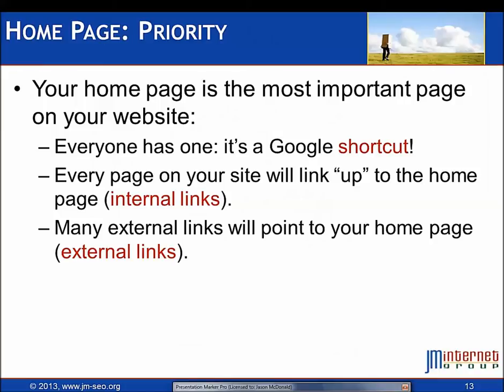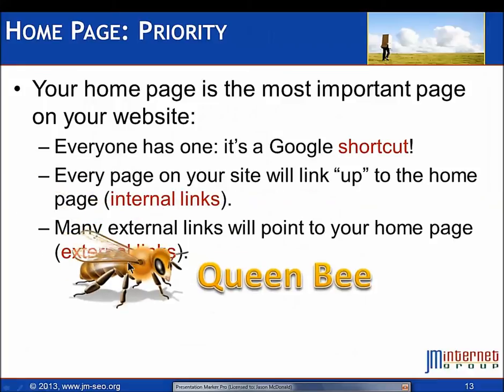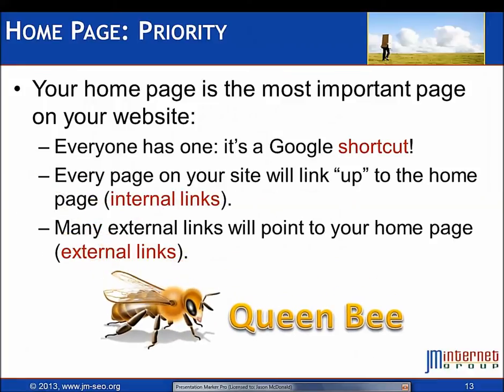Secondly, almost every page on your website will link up to your homepage, and a lot of external stuff will link to your homepage as well. We're going to talk about link building in the next class in our SEO MOOC, but right now just get the idea. Everybody talks to the queen bee. That's the homepage, right? The internal, external links. So your homepage becomes the queen bee of the website. What's our takeaway in terms of tag structure?